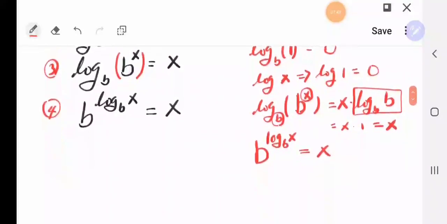And the fourth property is base b. Exponential form has base b, but the exponent is logarithm base b. Same base, then you can take this x out.